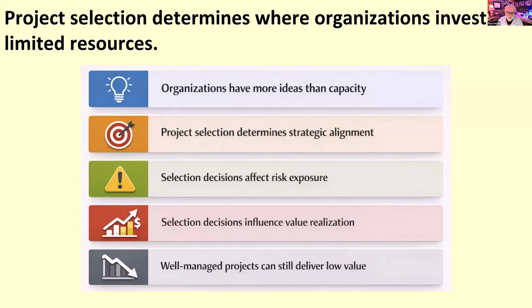This matters because a project can be delivered perfectly, we've mentioned this before, on time, on budget, and within all the constraints, and still fail to deliver value because maybe it wasn't aligned with organizational strategy and shouldn't have been selected in the first place. So these decisions shape strategic alignment, shape risk exposure, and ultimately value realization in the marketplace or to the organization. That's why we need to understand project selection, even if we don't personally make these portfolio decisions.